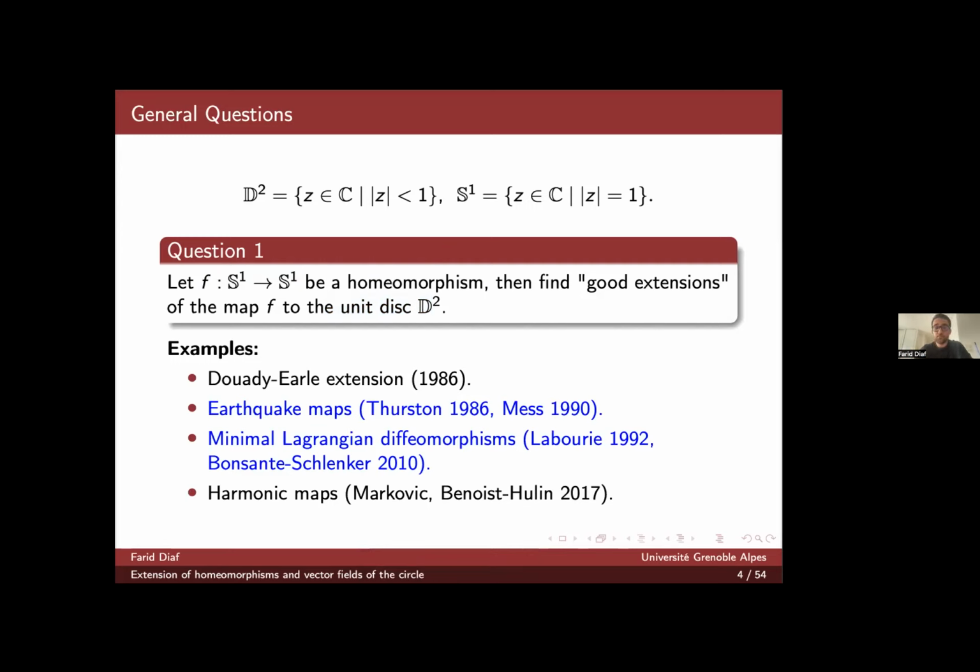There is the earthquake map, which was introduced by Thurston and then studied by other people like Mess. There is also a minimal Lagrangian diffeomorphism, which was introduced by Labourie and then extended by Bonsante and Schlenker. And there is also a harmonic map. So this question, I don't think that it is very strange, even for PDE people. This is known as the Dirichlet problem, for example. You have some boundary condition and you want to find the harmonic extension inside the disk.